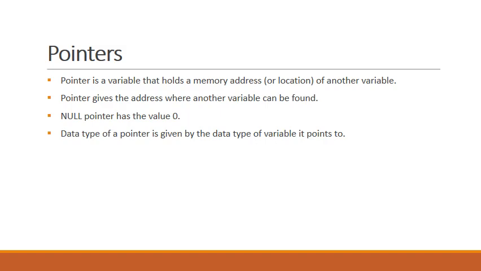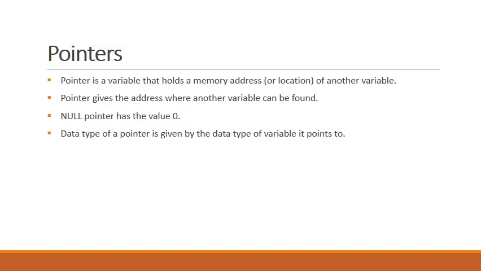Here we can also have another pointer type called a null pointer, which has the value 0, meaning nothing. A null pointer can be used in some cases when you want the pointer to point to something that doesn't have anything. So we can just initialize it with 0 and use it.